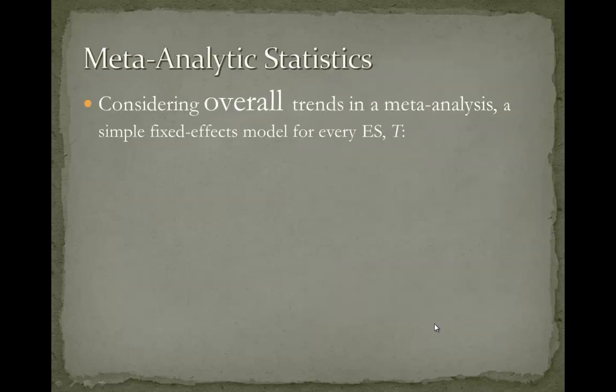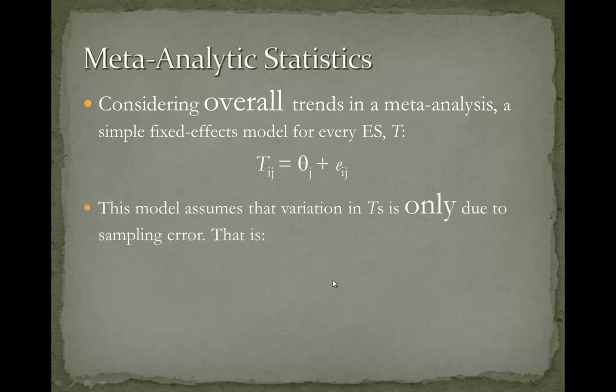So in meta-analytic statistics, the overall trends, a simple fixed effects model for every effect size T would look something like this. In theory, you've got an observed T that's equal to the population effect, theta, plus some amount of error. And those things conveniently cancel out once you go to the next phase, and so we tend to ignore them at that point. So that model assumes that variation in the effect sizes is only due to sampling error. That is, they're all approximately equal to the population value. Of course, you're going to have variation from one to the next, but it should all be inside sampling error.